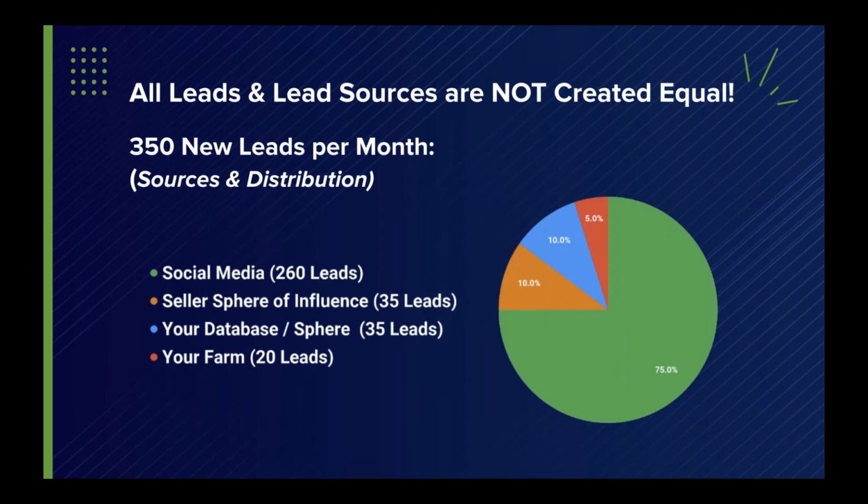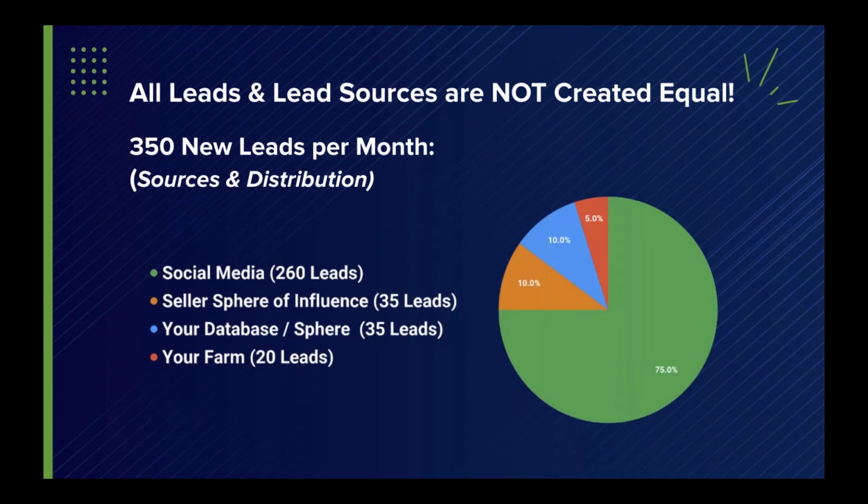Now, all leads and lead sources are not created equal, as we saw on that previous chart. And this is just a different kind of representation of that. Every month, we want to be generating about 260 social media leads, 35 leads from our seller sphere of influence, 35 leads from our database, and 20 leads from our farm. If we can do this, we're going to be set up really, really well. And let me just say this, and I should have said it in the very beginning: all of these numbers are not exact. These are just based on our experience for the last 12 years of working with agents around the country and doing lead generation.